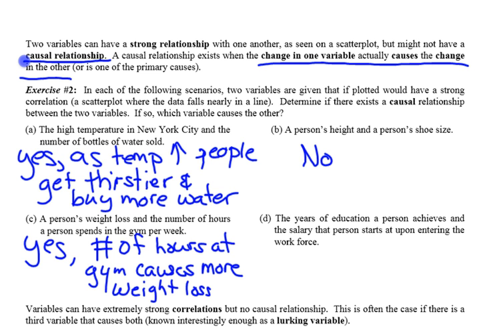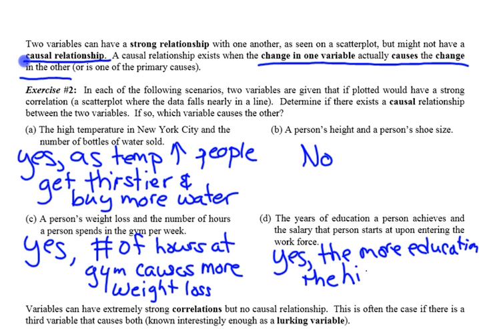The years of education a person achieves and the salary that a person starts at upon entering. This is another example. All right, the more education you have, the higher the salary. Which is why it's important that we go to college.